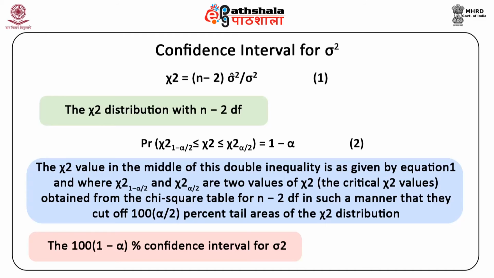The interpretation of this interval is that if we establish 95% confidence limits on sigma square, and if we maintain a priori that these limits will include true sigma square, we shall be right in the long run 95% of the time, which means out of 100 samples, 95% of samples will have this value of chi square within this confidence interval.